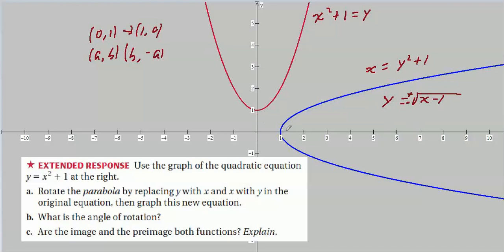See, with this function, x went to plus infinity, minus infinity, no problem. This y was defined over the entire number line. But when we do it this way, no. As soon as x becomes less than 1, we're out of luck. There's nothing we can do.